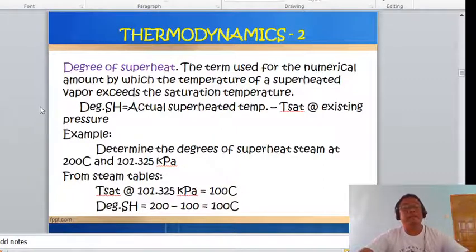Okay, example class. Determine the degrees of superheat of steam at 200 degrees Celsius and 101 kilopascal. Take note class, the saturation temperature at 101 is 100. So, therefore, the degree superheat now is 200, which is the actual temperature of the superheated steam, minus the saturation temperature at 101.325, which is 100 degrees Celsius. So, take note class, that is the degree superheat.